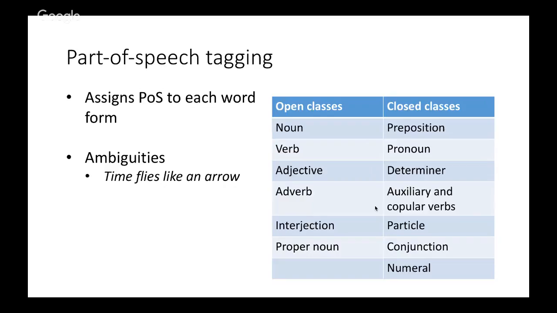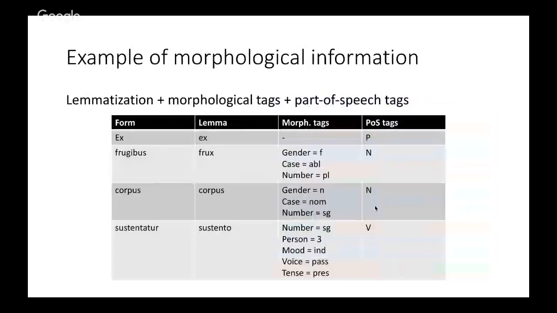So now that I've given you the definition of lemmatization and part of speech tagging, this is an example of the level of detail we can get at with morphological information, so with combining lemma and part of speech tags and more granular tags. Normally by part of speech tags, we mean just noun, verb, etc. But for morphologically rich languages, we want to incorporate more detailed information. So for example, in the case of a noun, we will want to know the gender, the case, and the number. Or for a verb, we want to know the mood, the voice, the tense, in addition to the number and the person. All these different tags, I will refer to them as morphological tags. And this is just an example from Latin.